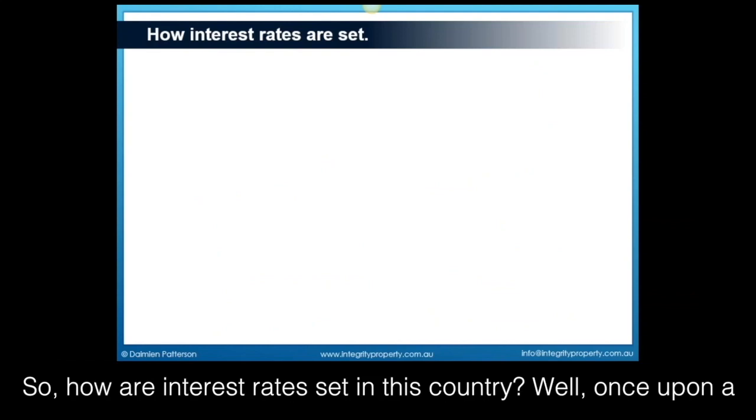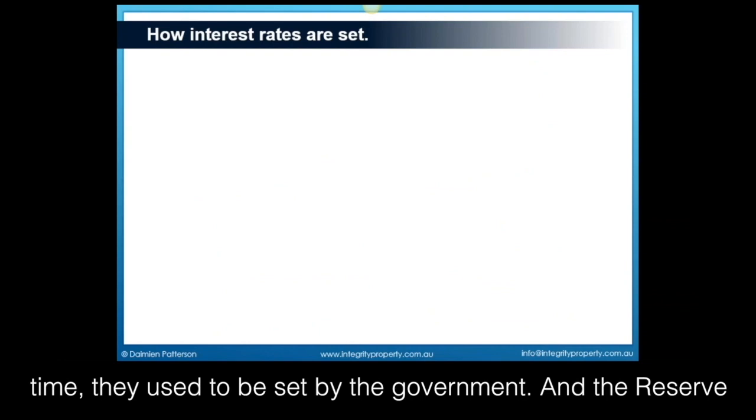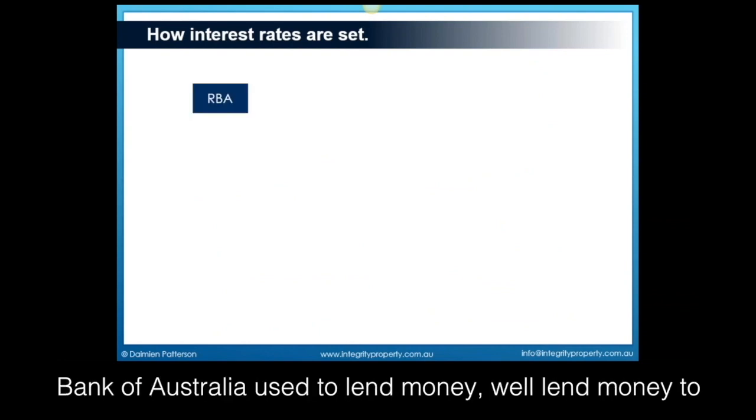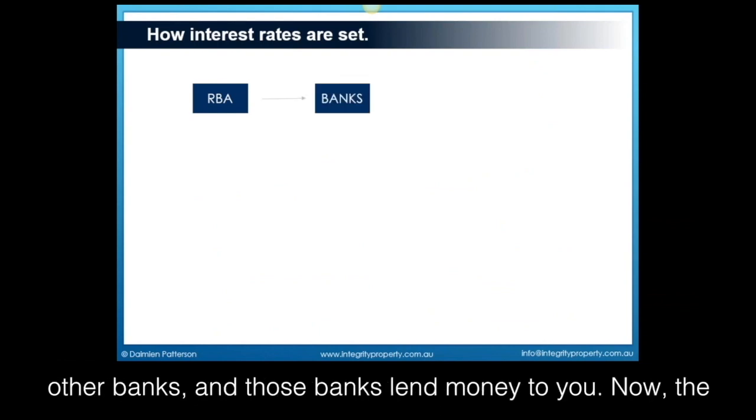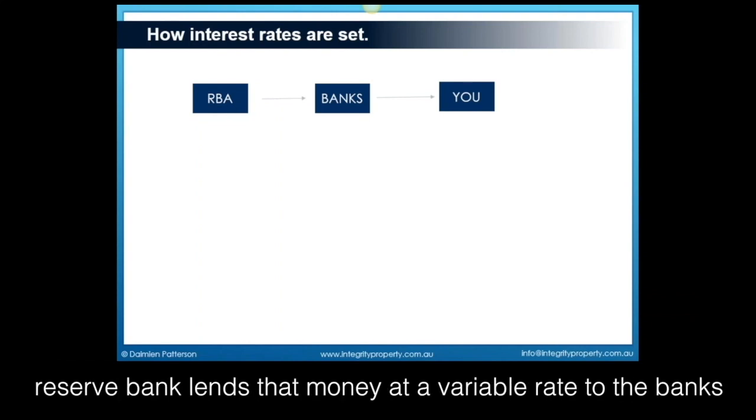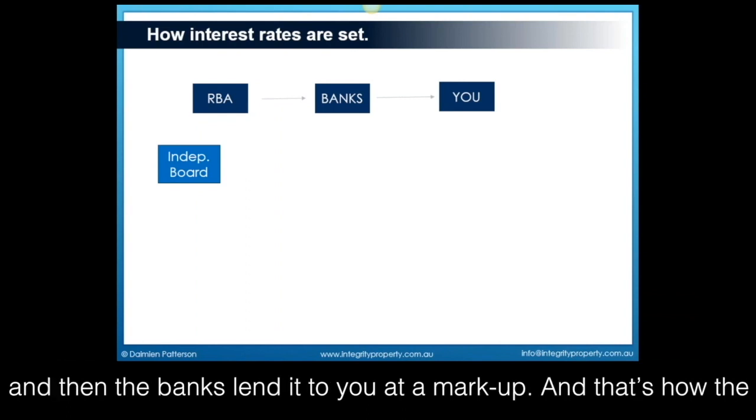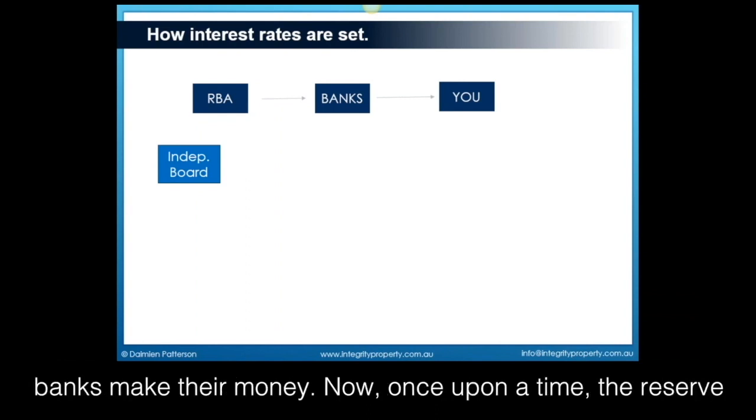So how are interest rates set in this country? Well, once upon a time they used to be set by the government, and the Reserve Bank of Australia lends money to other banks, and then those banks lend money to you. Now the Reserve Bank lends that money at a variable rate to the banks, and then the banks lend it to you at a markup, and that's how the banks make their money.